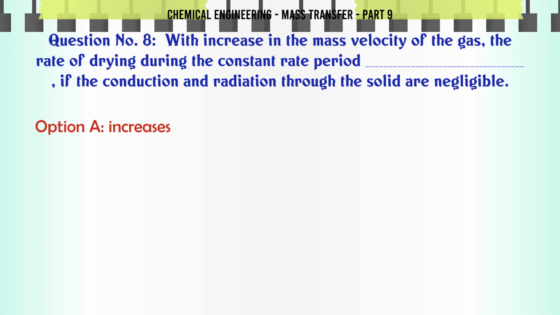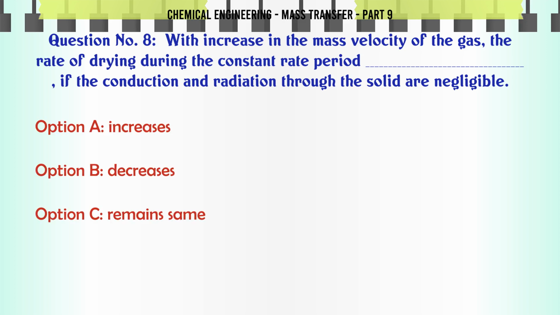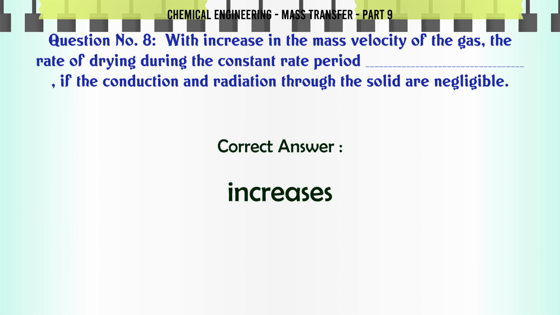With increase in the mass velocity of the gas, the rate of drying during the constant rate period, if the conduction and radiation through the solid are negligible, A. Increases. B. Decreases. C. Remains same. D. Increases linearly. The correct answer is increases.